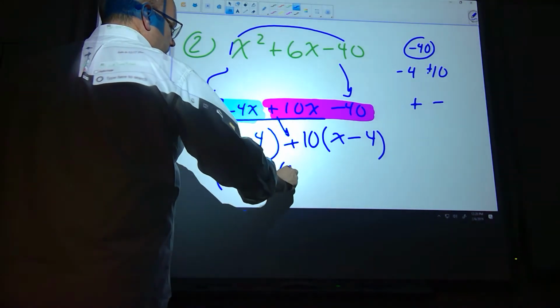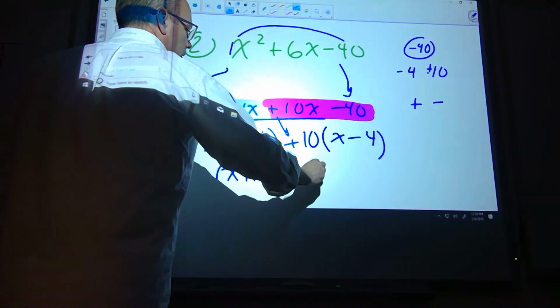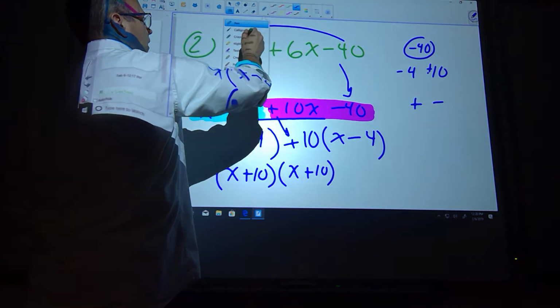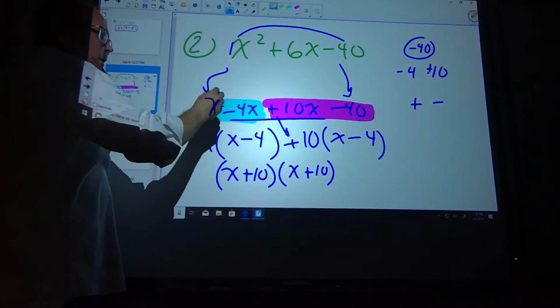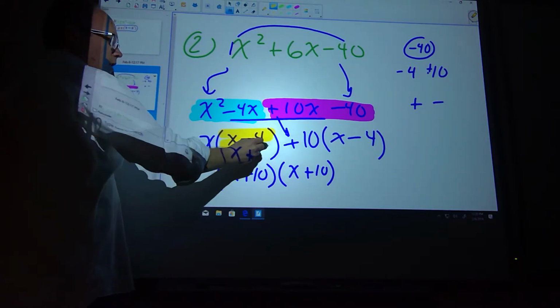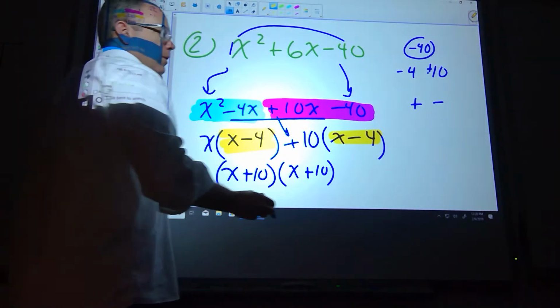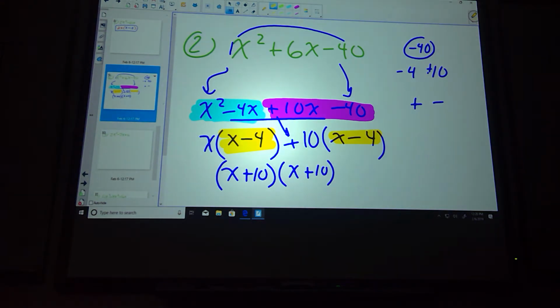Cool. Why did we bring down the 10? That's a great question. Let me do this with the highlighter real quick. All right. So once we get down to this point, we have this and this in common between the two. So we're going to factor those out of those two terms.